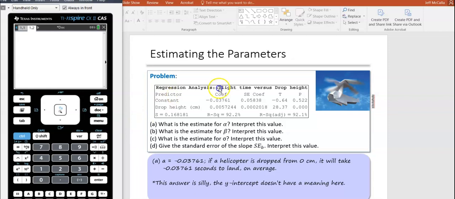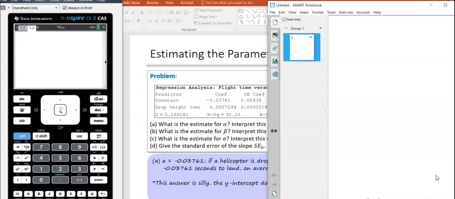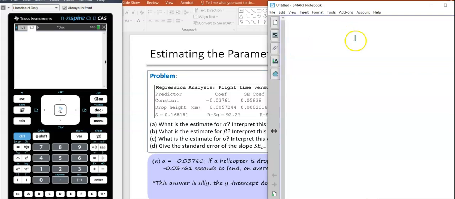So what's the estimate for B? Right below the y-intercept is the slope. So you have that slope right there. If you think about slope as being rise over run, slope is rise. So the slope, I guess we call that A plus B. So B, the slope, is the number right below the y-intercept, which would be 0.005724.